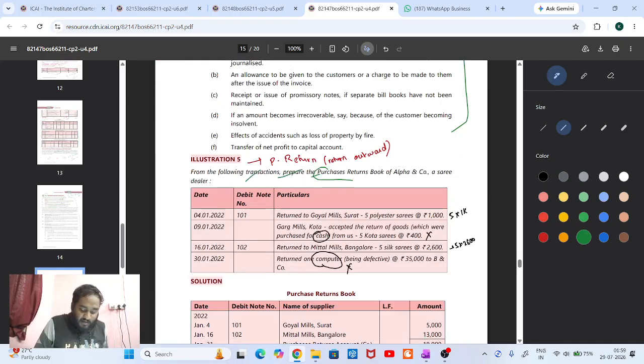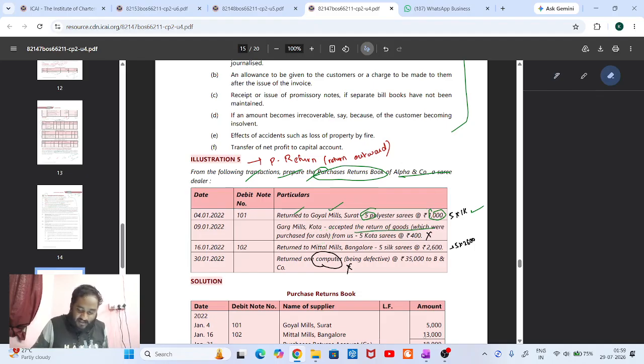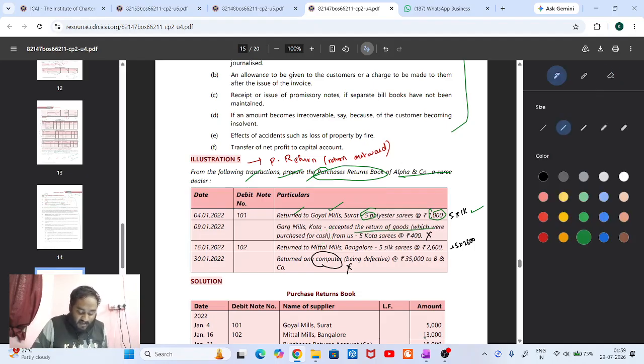Prepare the purchase returns book: Alpha returned goods to so-and-so, 5 into 1,000. Okay, done. Remember this: returned one computer, but assets are not considered. Cash is not considered. Only credit purchases or sales are considered.